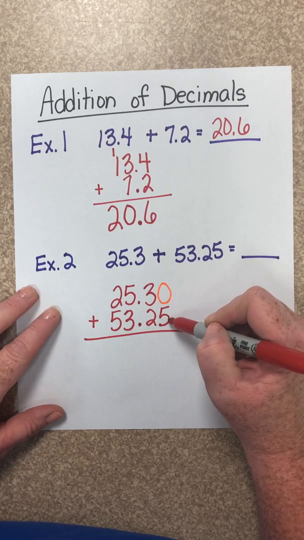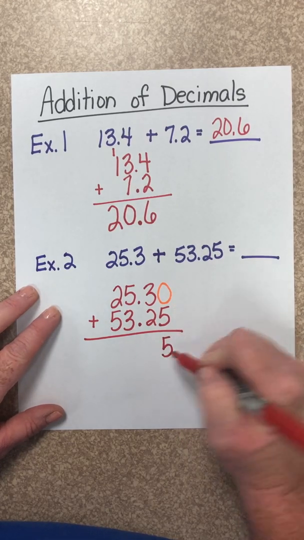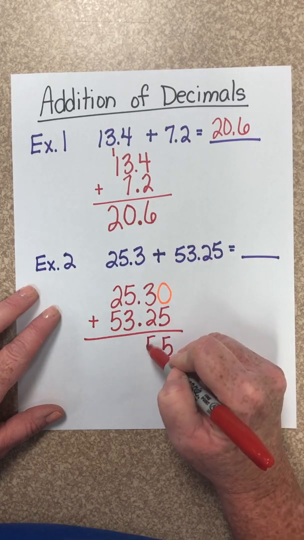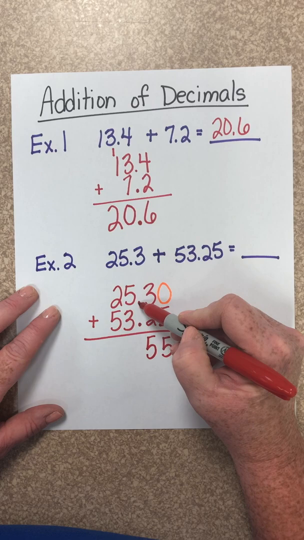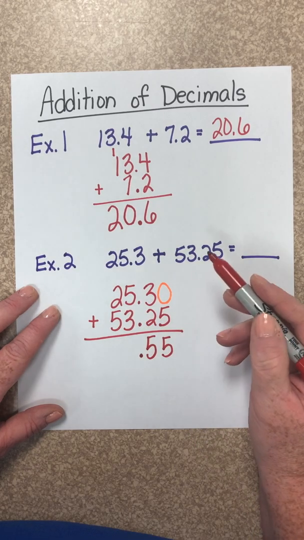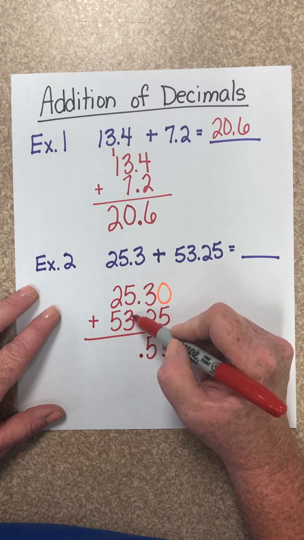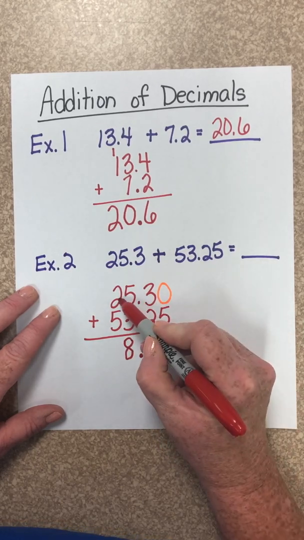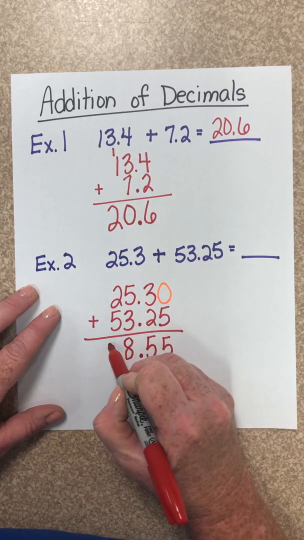0 plus 5 is 5. 3 plus 2 is 5. My decimal points are lined up nicely, so I'm going to bring that decimal point straight down. 5 plus 3 is 8, and 2 plus 5 is 7.